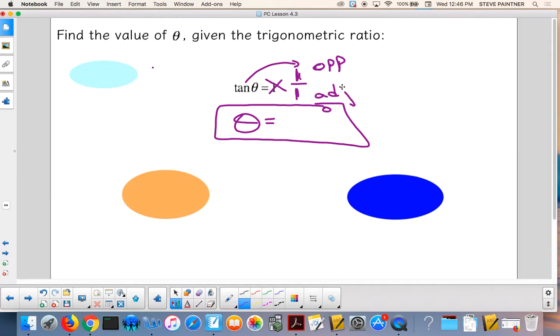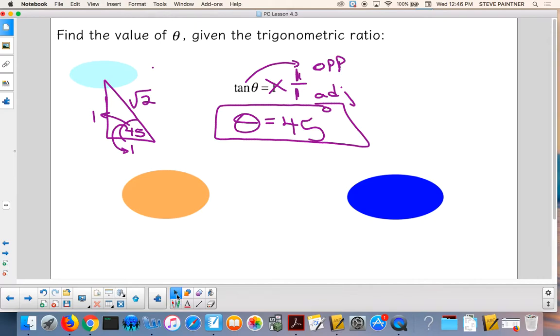Now, you have 2 triangles to pick from. The only triangle that has a 1 and a 1 in it is what? 45. Okay, so there's your 45. So opposite of 45 is 1. Adjacent is also 1. It's got to be 45, correct? Okay. That was not a hard one, I didn't think. So I'm going to just make them slightly harder as I go. Do that one.